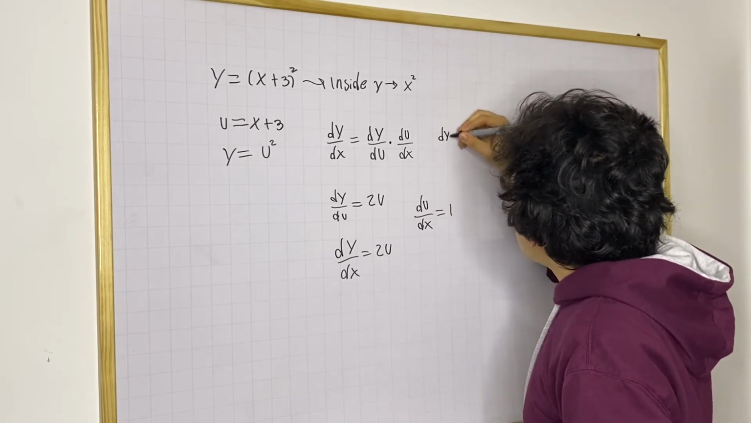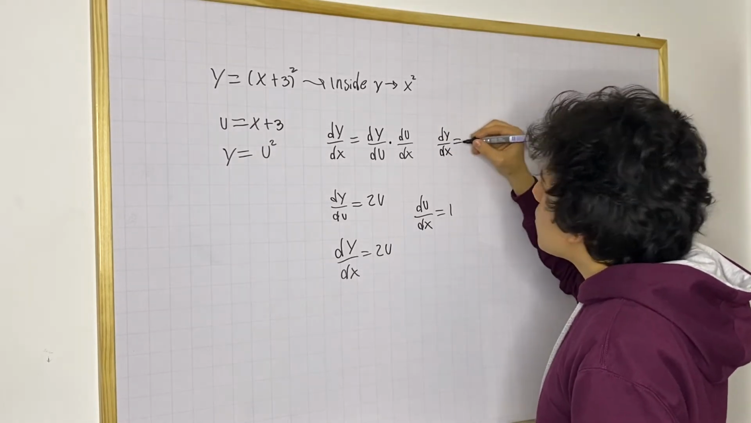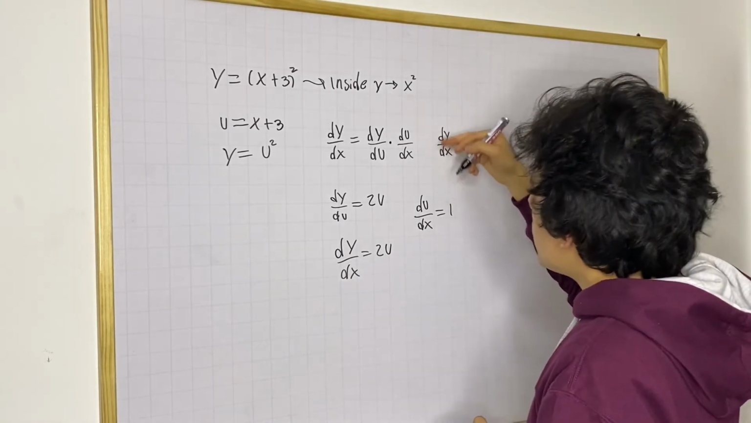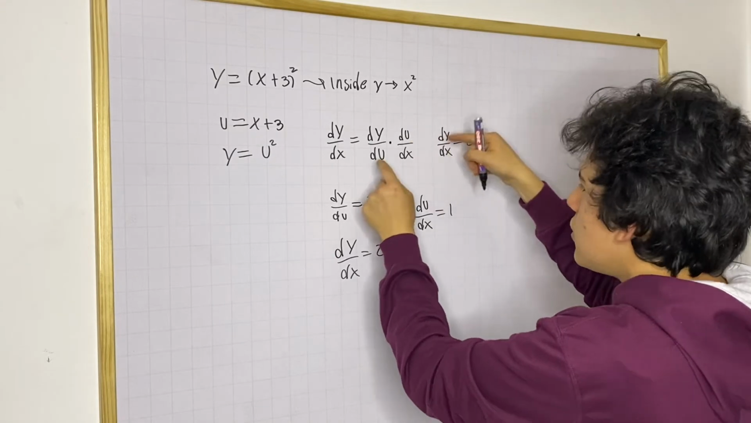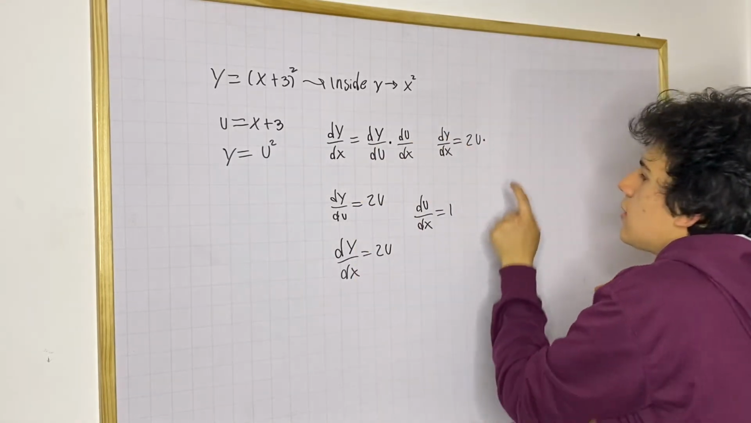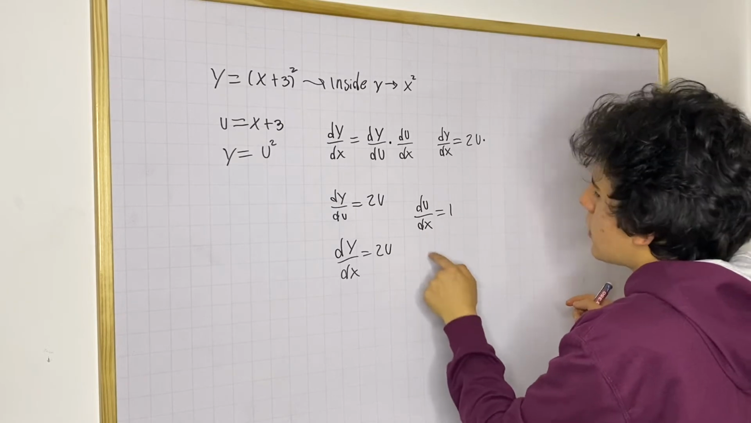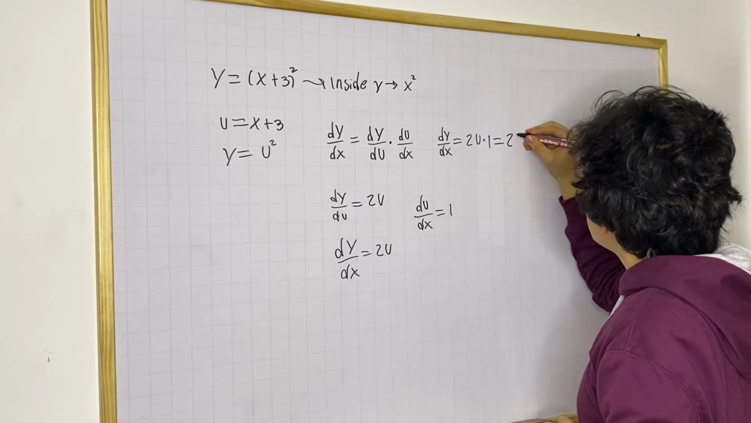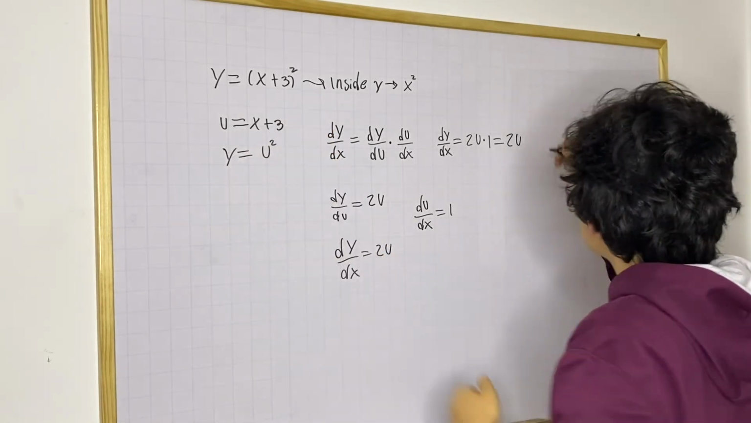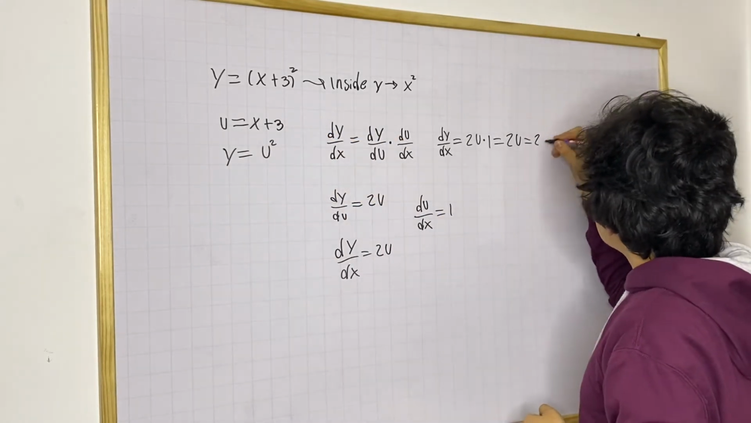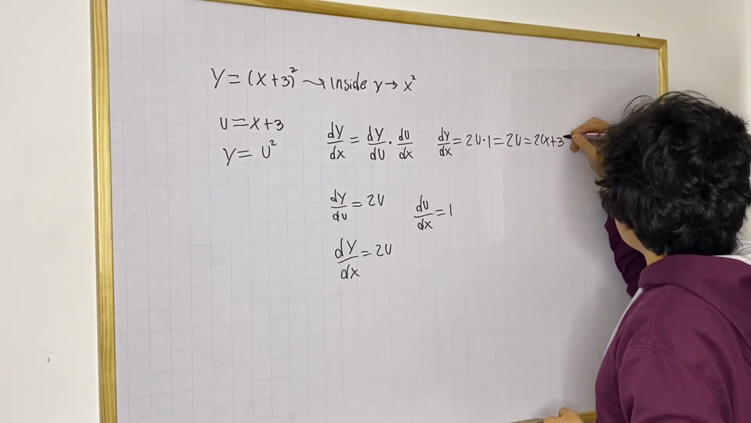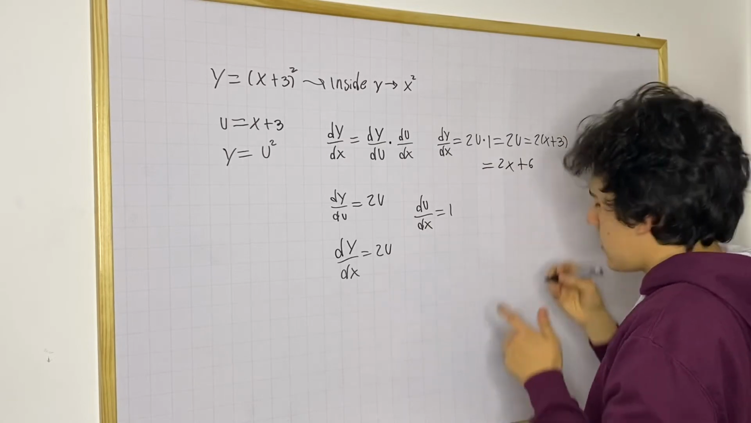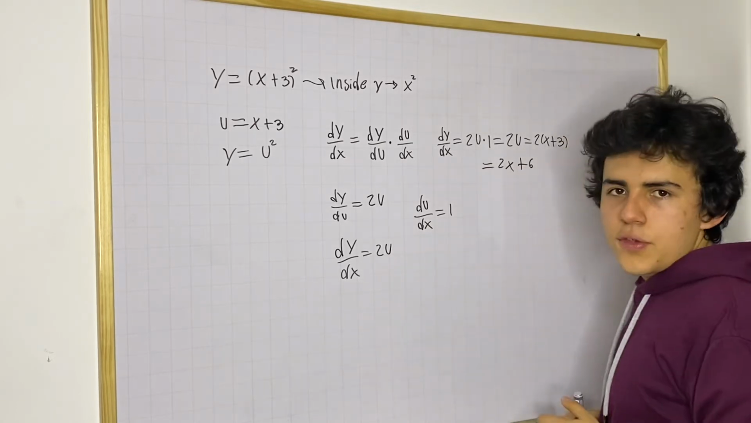Now, what do we do? Well, you just simply solve this equation. So you have that dy over dx is going to be equal to what you got, so 2u times du over dx, so you can cancel out these two du's and you have dy over dx. So how much was du over dx? I'm sorry, that was just 1. And so you're going to get that dy over dx is 2u. And how much is u? Well, u is just x plus 3. Okay, and now you can just simply distribute, so you get 2x plus 6. This is the derivative you get.